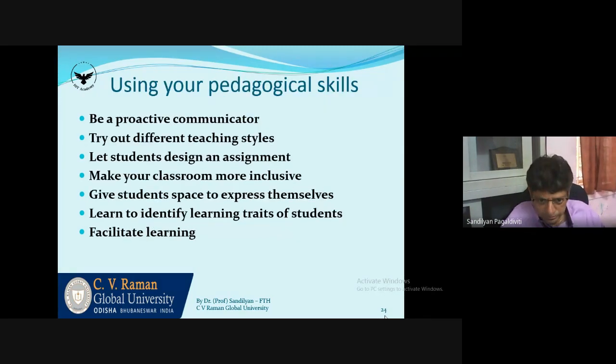Yeah. So using your skills, you have to be a proactive communicator. Don't wait for others. Reach out. Try different styles of learning and teaching. Don't stick to one because that is working for you. You never know till you have tried that the other one may work better. Let the students design assignments. Let them lead the sessions. Include them to be part of your class sessions. Give them space to express themselves. Learn to identify the learning traits of the students, and involve them in activities where their learning traits are facilitated.